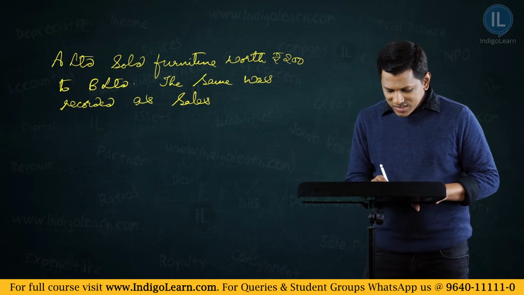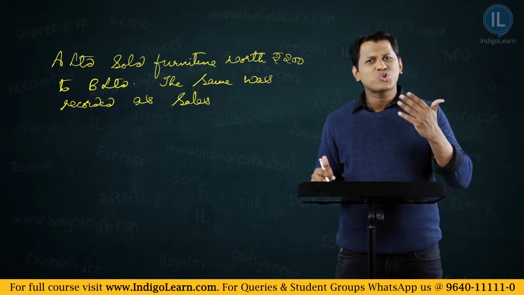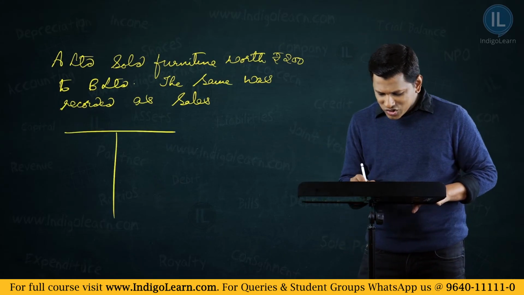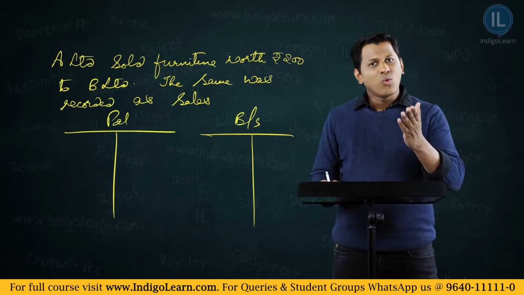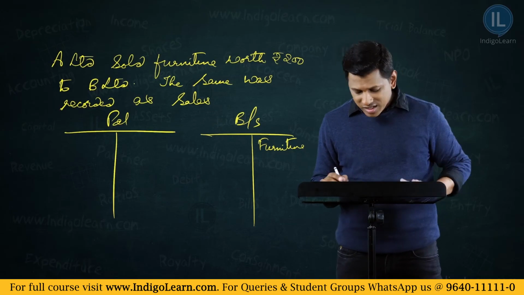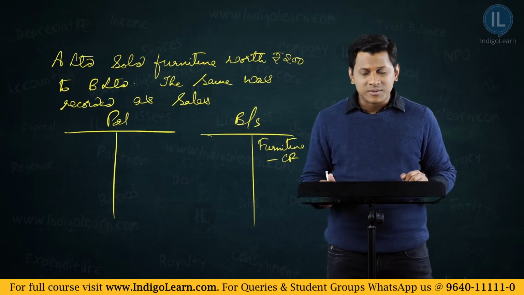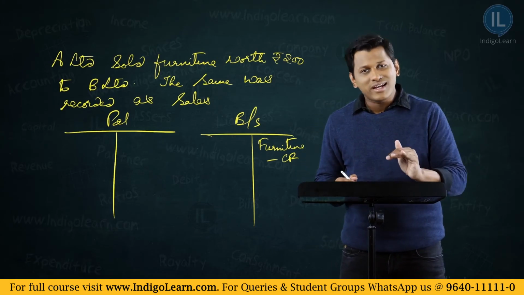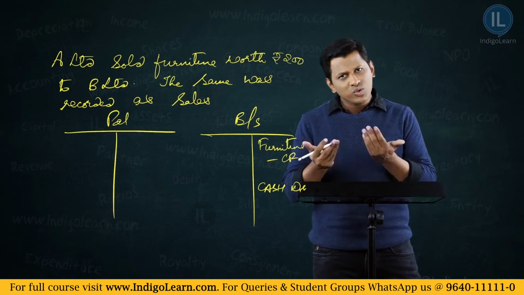Okay. Now look at this. What should have happened ideally? Furniture was sold, so furniture should go out. So before we actually talk about journal entries, this is P&L, this is balance sheet. What should have happened? There is furniture. Furniture should go out, which means furniture should be credited. That is what we should have done. Then what should be debited? If you received amount, you will debit cash account. Agreed?